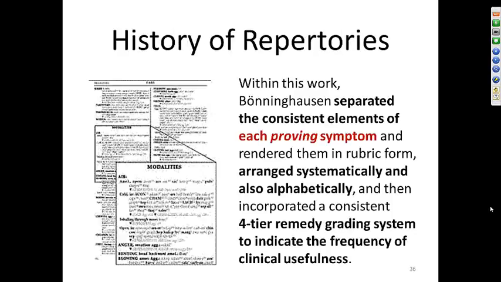Now, another important thing to realize in that paragraph that we saw is that aside from the fact that he created a repertory, it was based on proving symptoms. Again, the initial construction of Bönninghausen's repertories is based on the primary effects of the remedies, not the secondary effects. This is something that was introduced by Jahr in his particular repertory, but in Bönninghausen's work, there was a clear distinction between the primary effect, the proving symptoms, and the secondary effects of the remedies, even during a proving.